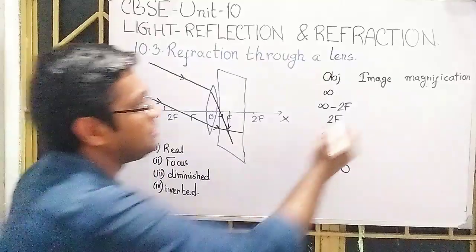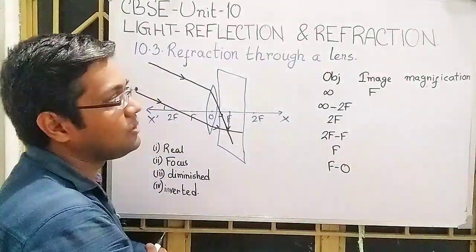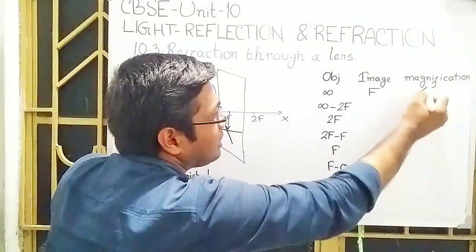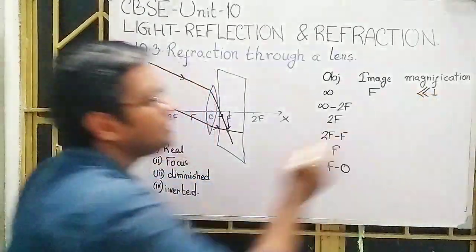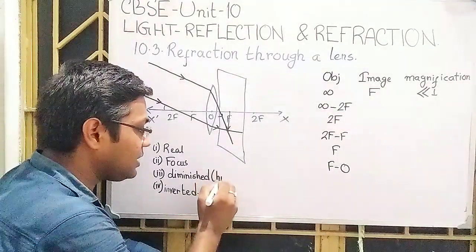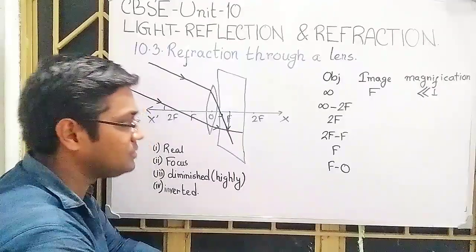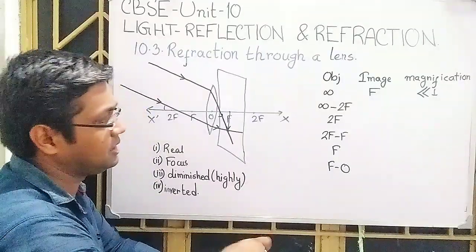If I write it down here, where will the image be obtained? The image will be obtained at the focus. What about the magnification? The magnification is very less than 1, or you can say it is diminished. In bracket I have to write down this word, highly diminished, very small. So this is the thing.